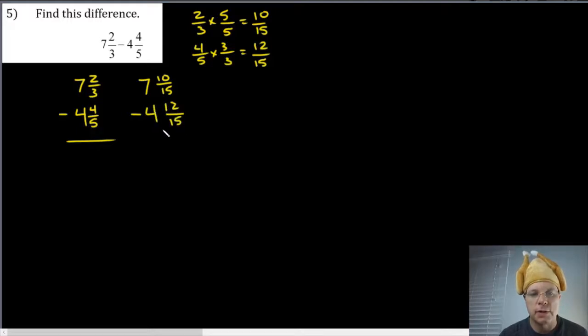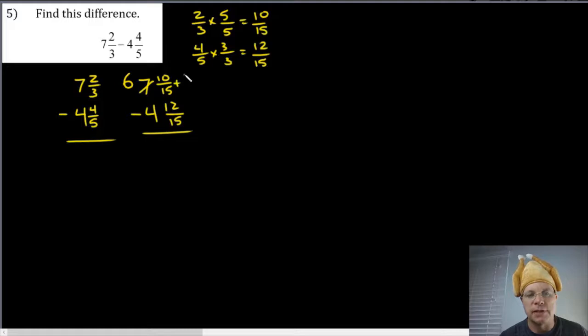12/15. And I can subtract 4 from 7, no problem, they're like terms, but I can't subtract 12/15 from 10/15 without getting a negative fraction. I'd like to avoid that. So I'm going to borrow some 15ths from these 7 wholes. If I just borrow one whole, making this 6, I've just borrowed one whole, that's 15/15.